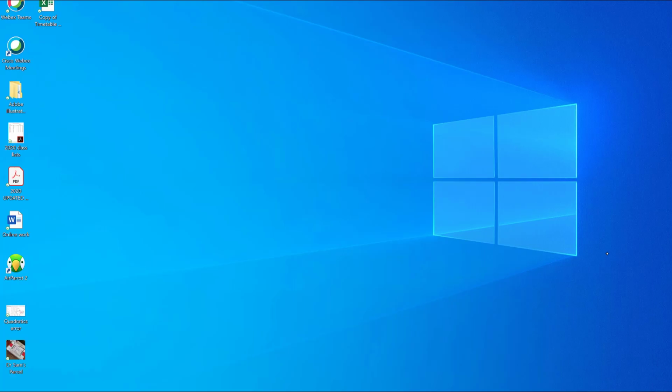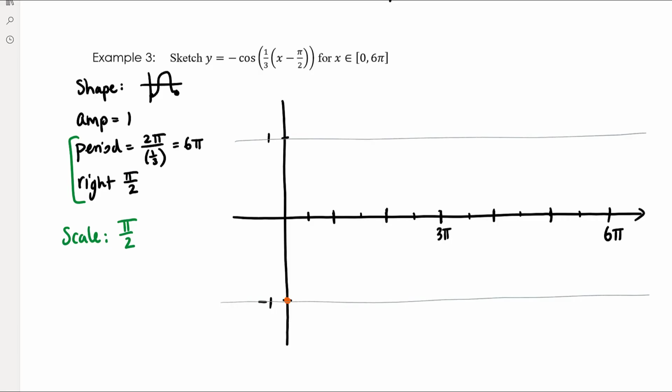So, oh sorry, my apologies. At the end of the period, we will be at 6 pi as well. Okay, halfway along the period, we have our maximum value. Between the maximum and minimum is where we will cross the x-axis.